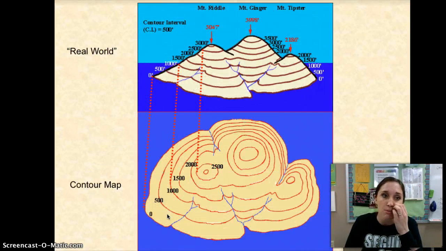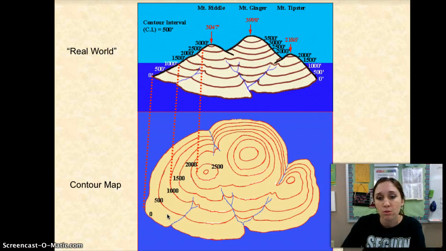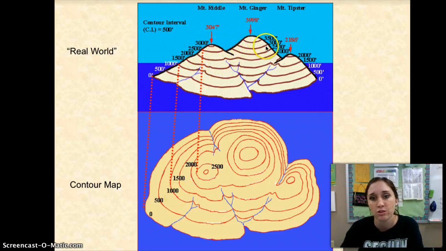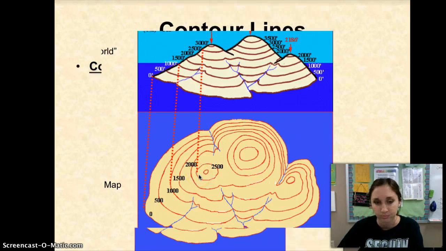So here's an example of a real world right here. Here are your mountains, or hills. Down here you have a topographic map. As you can see, we start down here at zero elevation. That means the ground, and it's slowly going up. Here we go: 500, 1,000, 1,500, 2,000, 2,500. So as you can see, the elevation is increasing as you go inward.